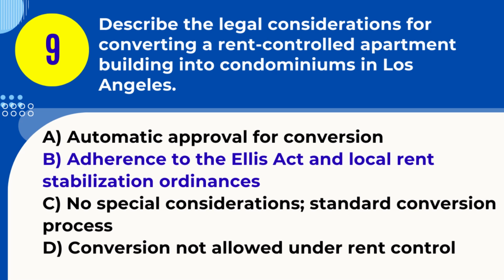Answer: B. Adherence to the Ellis Act and local rent stabilization ordinances. Explanation: converting a rent-controlled apartment building into condominiums in Los Angeles requires compliance with the Ellis Act and local rent stabilization ordinances, which may include specific procedures and tenant protections.